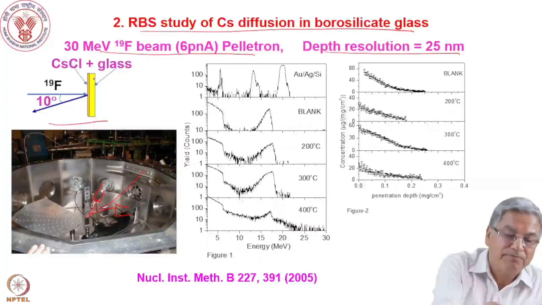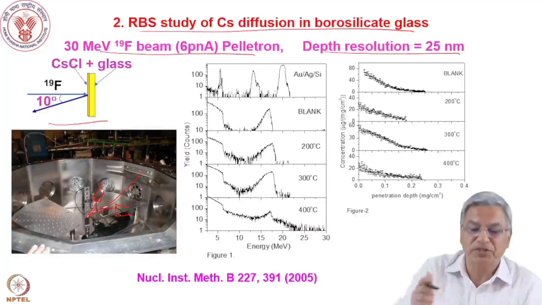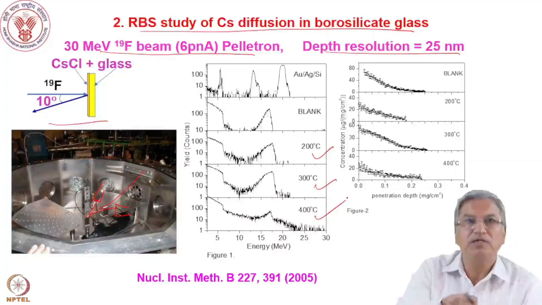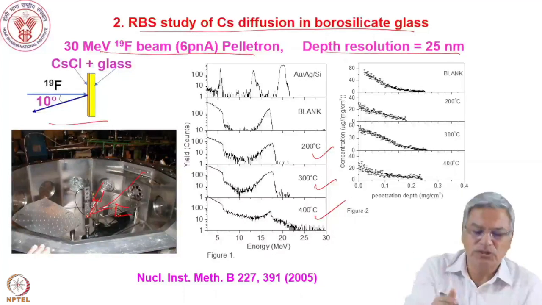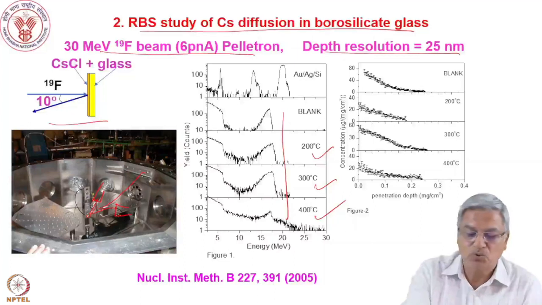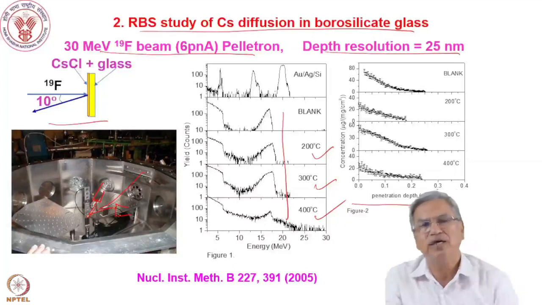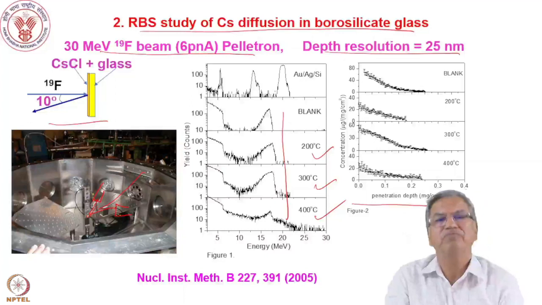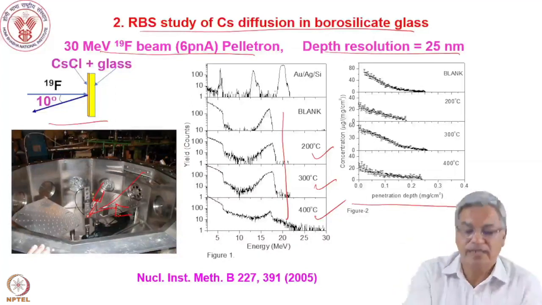So you have a glass sample, and on the surface we have cesium chloride evaporated. Then after the evaporation, you anneal this sample at different temperatures. At different temperatures, the cesium will go in depth, and you are studying to what depth it has diffused. So this depth profiling of cesium can be done using RBS. This is the RBS spectrum, and this gives the penetration depth versus cesium concentration, and the analysis of this gives you the diffusion coefficient of cesium in the glass. This data are useful in subsequent analysis.